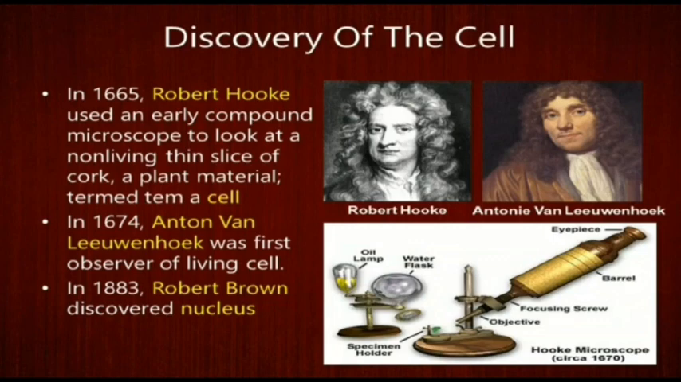Now let's just summarize the topic, the discovery of the cell. In 1665, Robert Hooke used an early compound microscope to look at a non-living thin slice of cork, a plant material, and termed the structures cells. In 1674, Anton van Leeuwenhoek was the first observer of the living cell, as we discussed earlier. And in 1883, Robert Brown discovered the nucleus. We can see from the diagram Hooke's microscope.